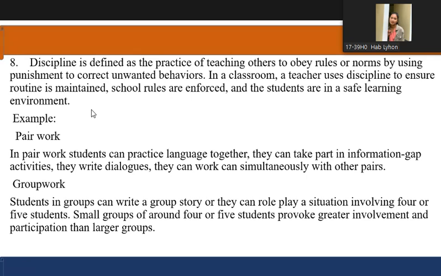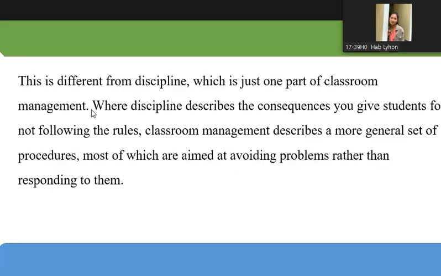Teacher, move to the next slide. This is different from discipline, which is just one part of classroom management. Discipline describes the consequences you give to students for not following the rules. Classroom management describes a more general set of practices, most of which are aimed at avoiding problems rather than responding to them.